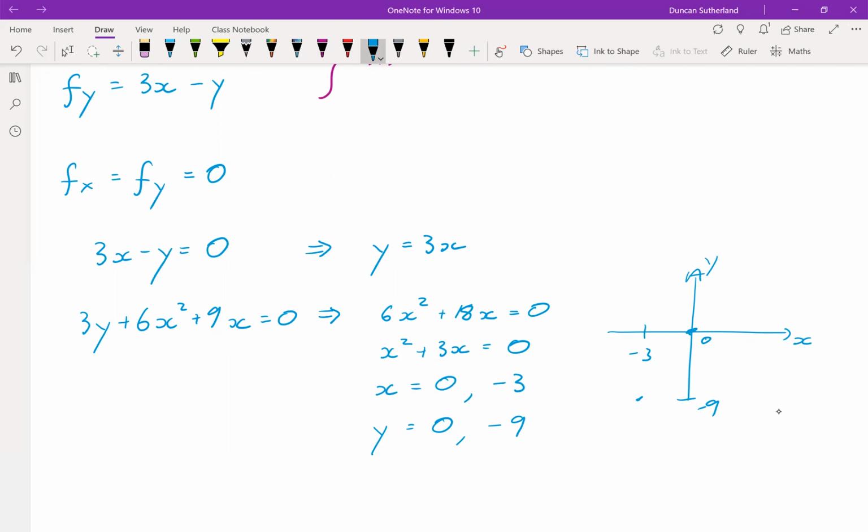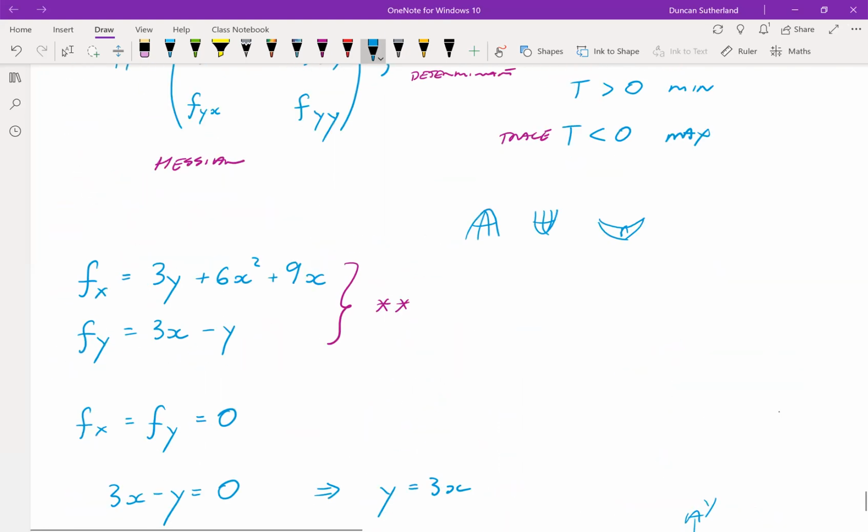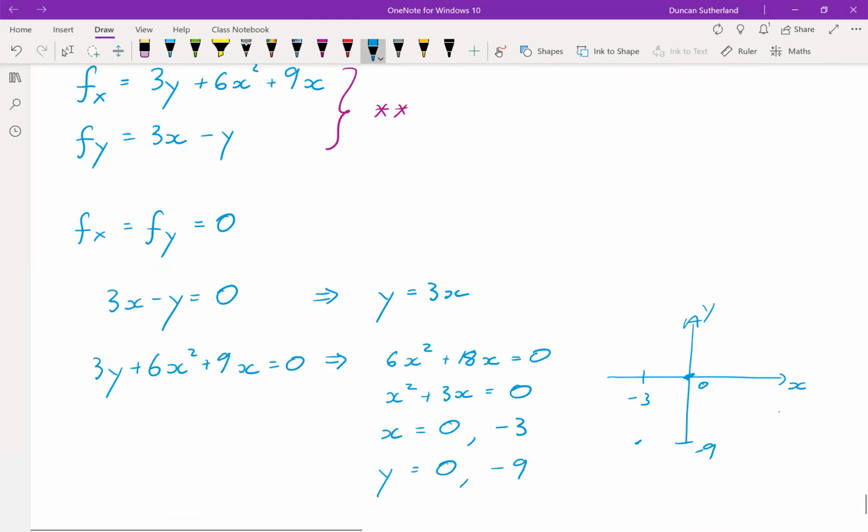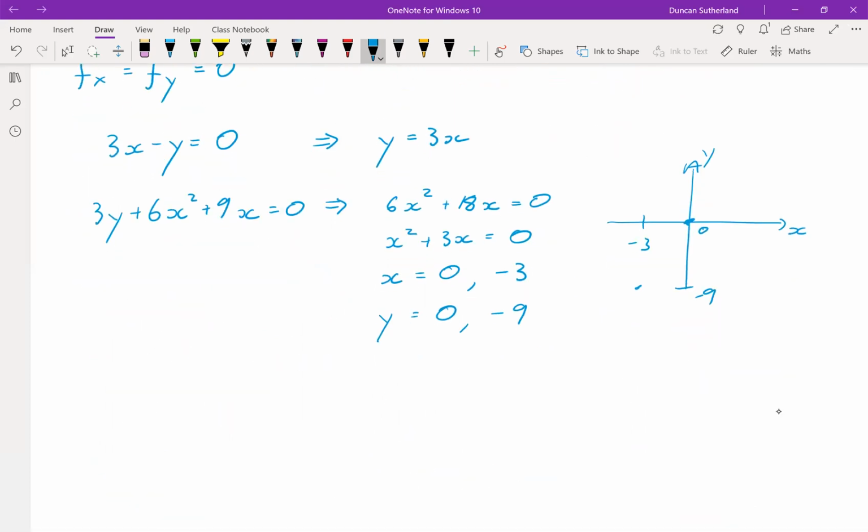Now what we got to do is we have to apply the second partial derivative test at the points we're interested in. So we have to work out this Hessian matrix, and then we have to plug in these values of x and y, right? So firstly, note that not all of these combos work, right? It's x equals 0. That implies y is 0. So our first point is the origin. And then the other one is this -3, -9.